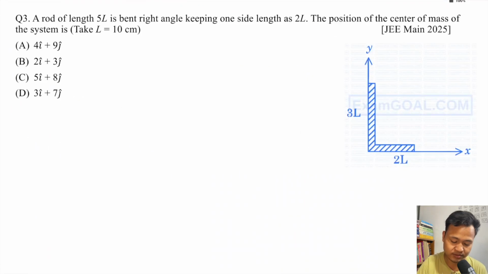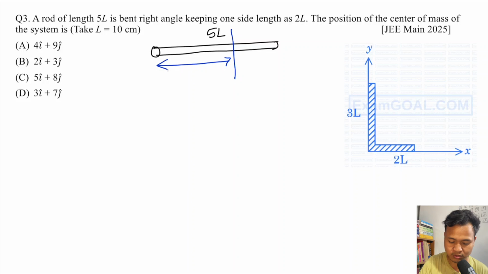We have two questions. A rod of 5L is bent at a right angle, as in the figure. The rod of 5L is bent into 3L and 2L. So I have broken this into 3L and this is 2L. It is a uniform rod, so the masses are in a 3:2 ratio. If the total mass is M, the mass of this will be 3 into M by 5 and this will be 2 into M by 5.